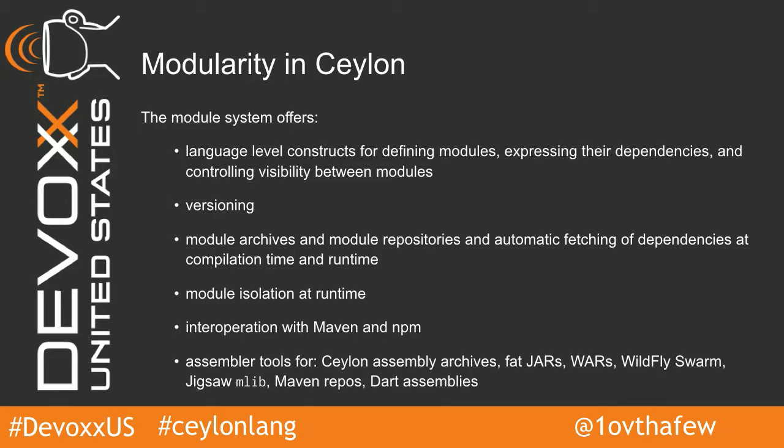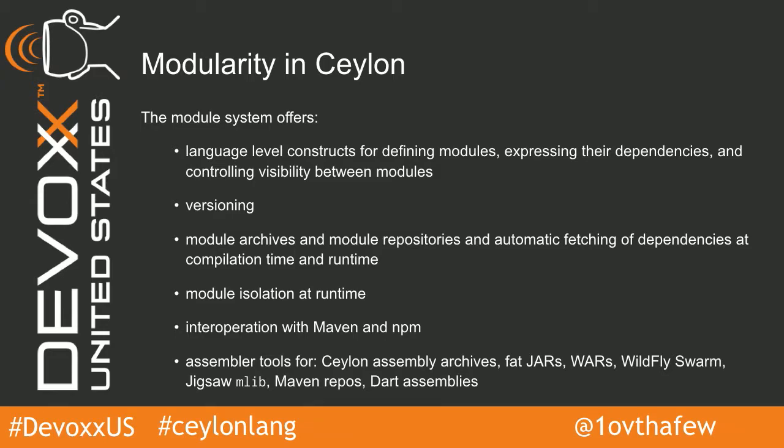Finally, the thing we've been working on quite a lot recently, and which is actually super cool, is the notion of assemblies, an assembler tool. Assembly is the process of taking a module and its dependencies and packaging them up into a single archive, which is my whole program packaged up and executable. So there are assembler tools first of all for a new format that we've just come up with called a Ceylon Assembly Archive. It's a .cas file. That's essentially an archive containing all the module archives inside it. So, sort of Russian doll packaging, whatever you like.